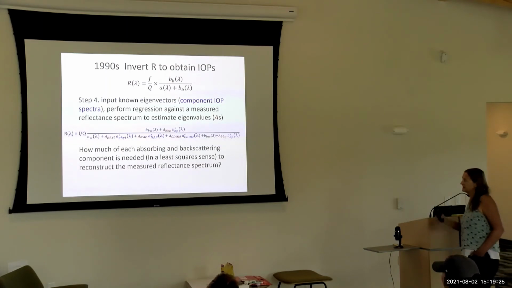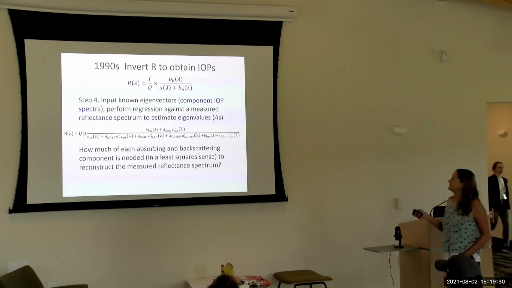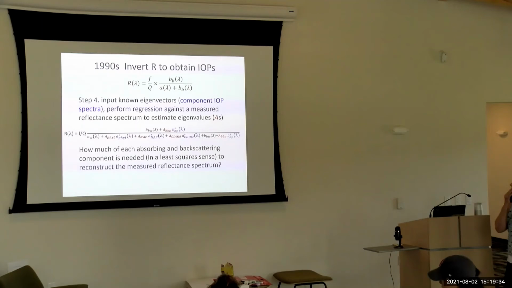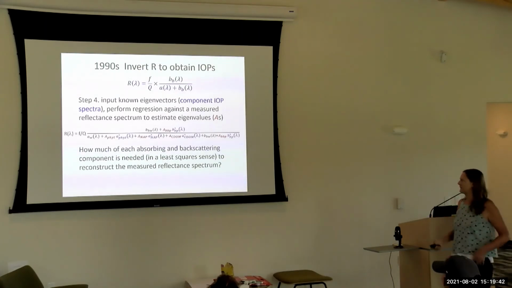a measured reflectance vector. You put in your measured, you put in your eigenvectors, and you estimate the values of the eigenvectors, estimate the eigenvalues. And so what that's telling us is how much of each absorbing and backscattering component we need to reconstruct our measured spectrum.